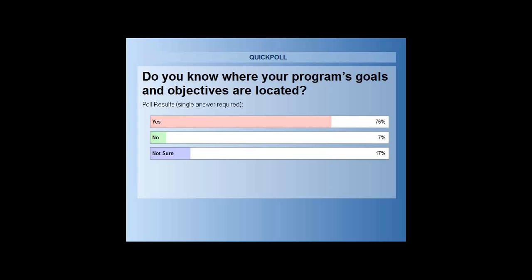Great. So I'm seeing about 3/4 of you know where to find goals and objectives, so that's fantastic. For those of you who said no or who aren't sure, that's your homework at the end of this webinar, is to try and identify who in your agency would know where to find these goals and objectives for your program. Great. Thanks, everyone. We'll just give it a few moments to bring the slide back up.